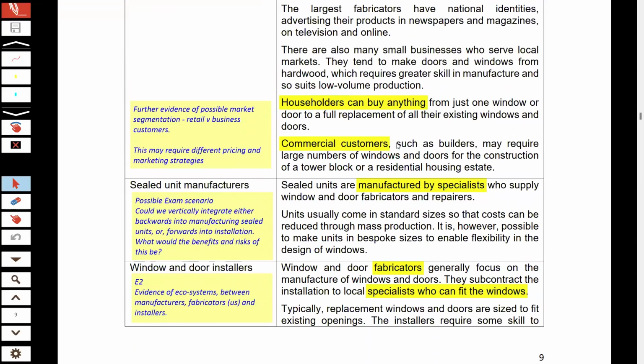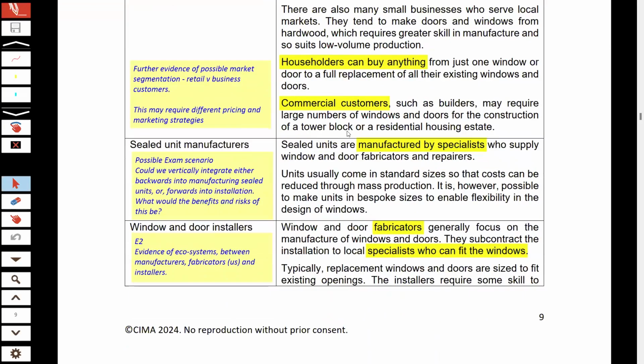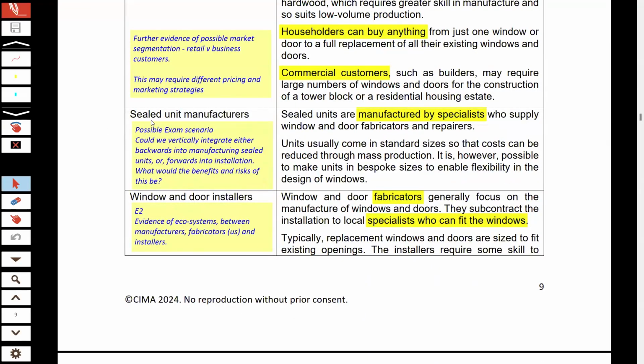So we are a fabricator then, and that's what it's just talked about. We know already that we buy the sealed glass units from these manufacturers. It points out here a very good opportunity again in the exam. Would there be the proposal, a strategic proposal, that Shinyglas vertically integrate backwards to actually acquiring one of these manufacturers of sealed glass, or potentially goes forward into acquiring one of these installer companies?